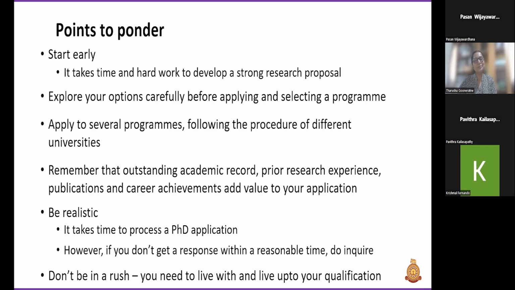Again, coming back to the same point I told earlier, don't be in a rush. You need to live with and live up to the qualification. So if you're in a rush, you will just grab whatever comes your way first. And maybe you might think, oh, why did I do that at that time? I should have waited a bit and made a better decision. So again, this is for your entire career. As an academic, PhD is so important for you in your academic career. So make a very well thought out decision rather than rushing.